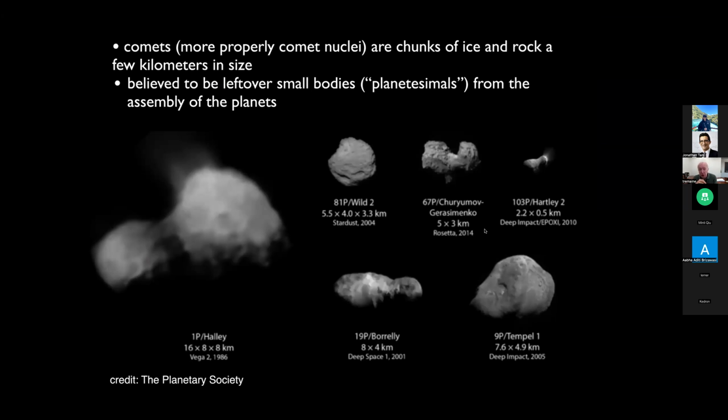For the purposes of this talk, comets are simply pieces of ice and rock a few kilometers across. The images here are images of comets that have been received from close encounters with spacecraft. Comets are believed to be leftover small bodies from the formation of the solar system, sometimes called planetesimals, and in the standard theory of planet formation, planetesimals collide and can coalesce and gradually build up the terrestrial planets and the cores of the giant planets.